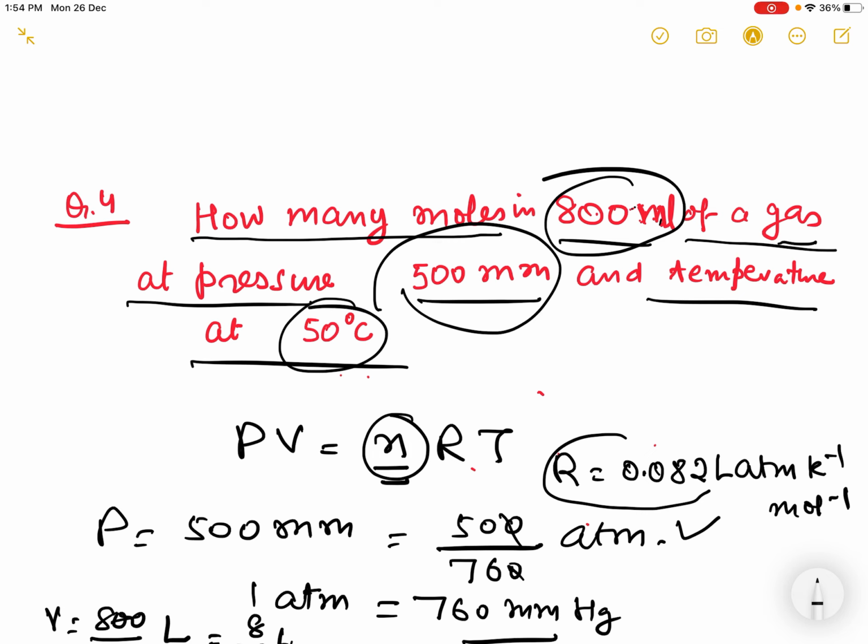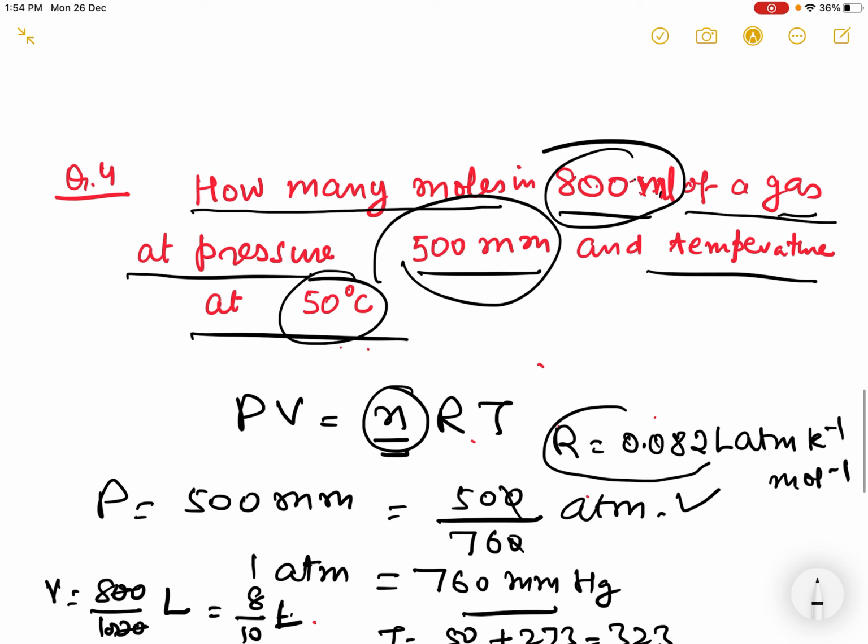So these are some of the numericals to give you an idea of how these numericals are calculated on the basis of the ideal gas equation.